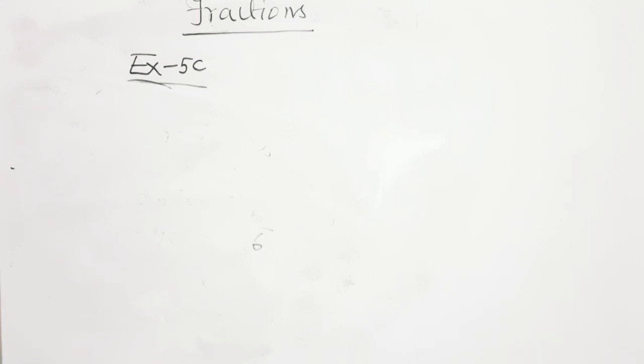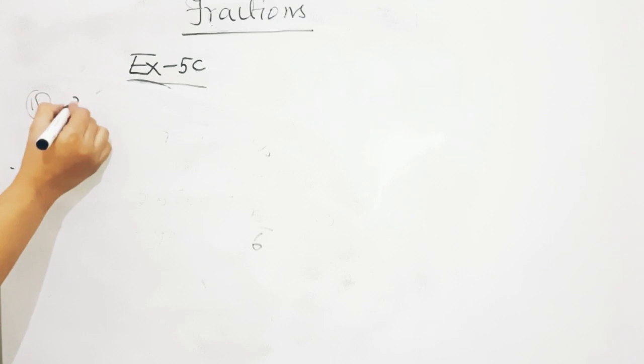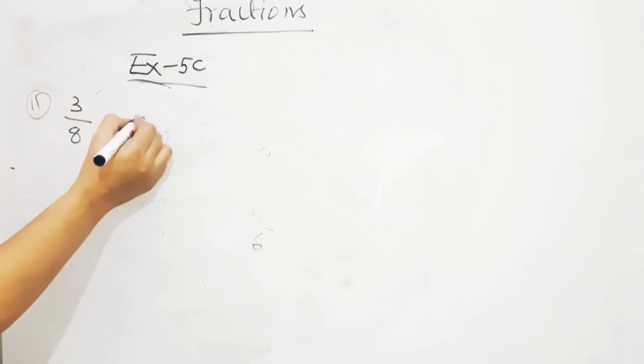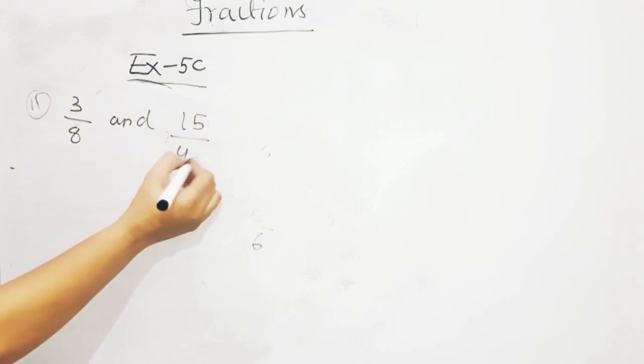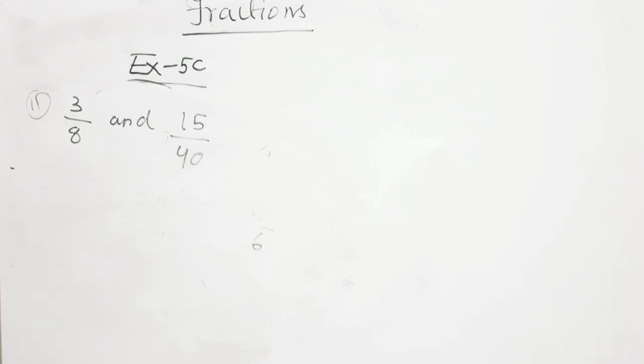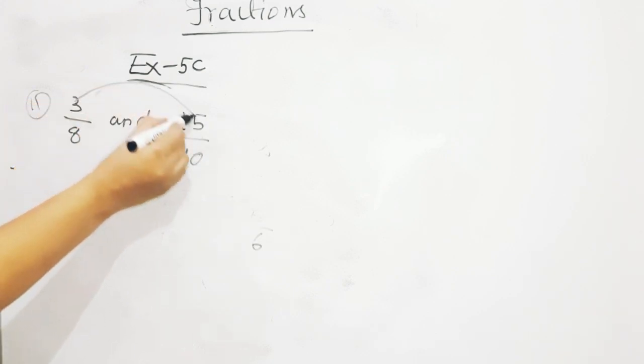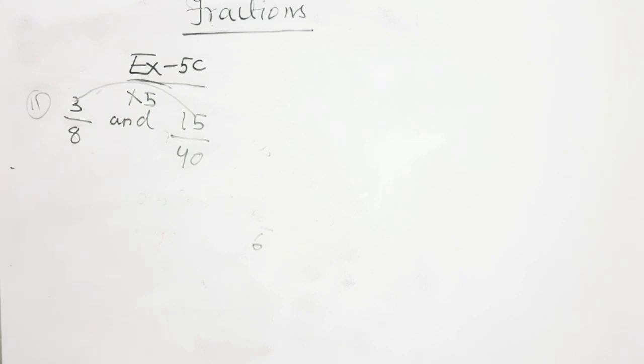So the next option is 3/8 and 15/40. Now first method, 3 के टेबल में 15 कब आता है? 3 5s are 15 and 8 के टेबल में 40 कब आता है? 8 5s are 40, which says that the numerator and the denominator are multiplied by the same number. सेम नंबर से मल्टीप्लाई किया है, so we have obtained equivalent fraction.